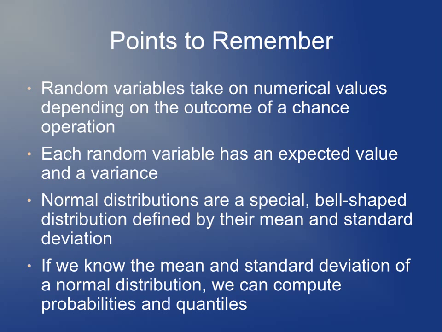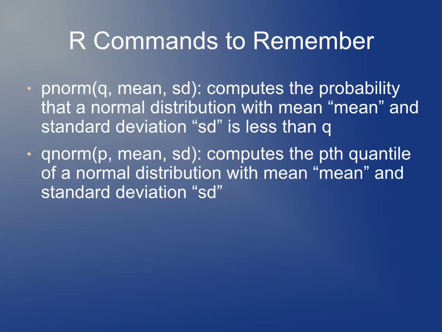Well, things to remember for today's lectures are that random variables take on numerical values depending on the outcome of a chance operation. You can calculate their expected values and variances. Normal distributions are bell-shaped distributions that are defined by their mean and standard deviation. Given the mean and standard deviation, we can compute probabilities and quantiles by taking area under the normal curve, which is easiest to calculate using R. And the R commands that you use to do this are called pnorm and qnorm.